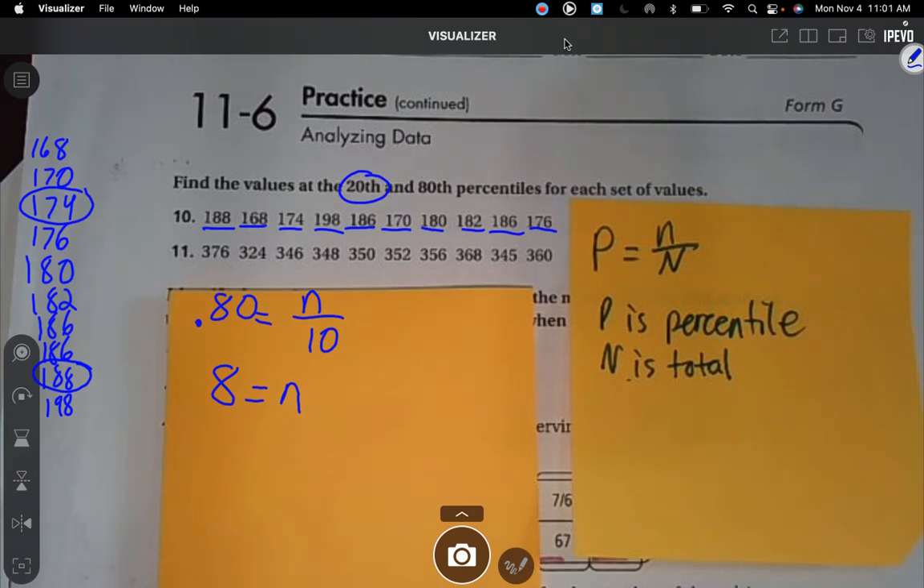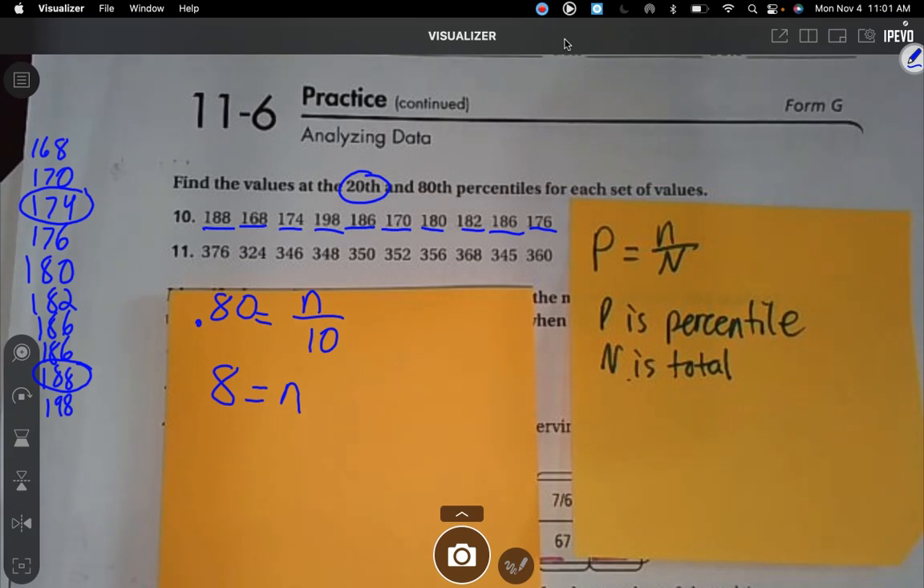That means you're bigger than, if you were talking about height, which obviously this isn't, but say you were talking about height and you were 80th percentile, then you're taller than 80%. So you're going to the next number. If you're in the 20th percentile, then you're taller than 20% of the people, and then you're looking at 174, okay? So how do you pick 174 and 188?